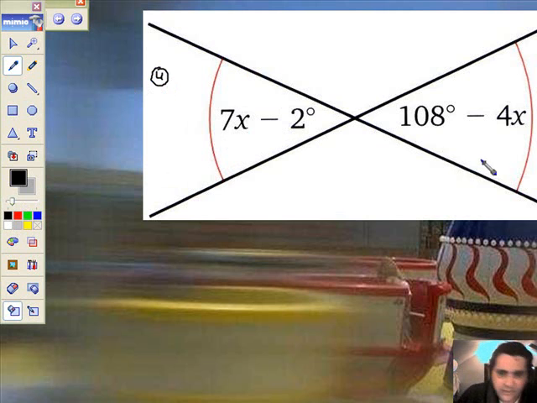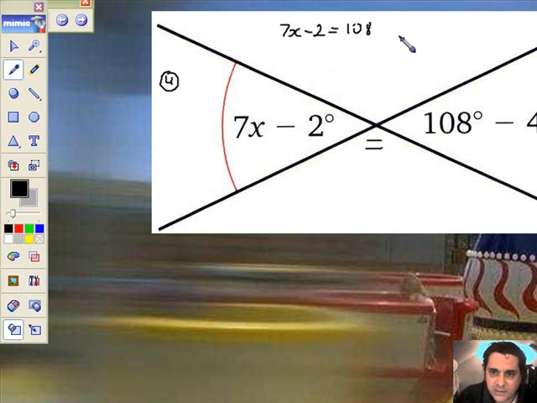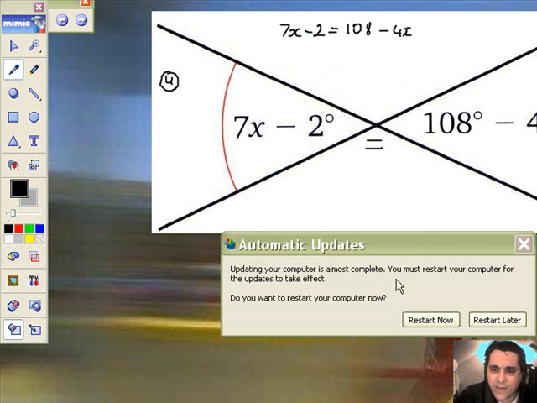But anyway, if you see we have two lines cutting across each other, you know that the opposite angles are the same. So if I just put an equals there, then that equals that. I think I can solve it up there. I'll try anyway. So 7x take away 2 is equivalent to 108 degrees take away 4x. Okay, so I've got x's on each side.